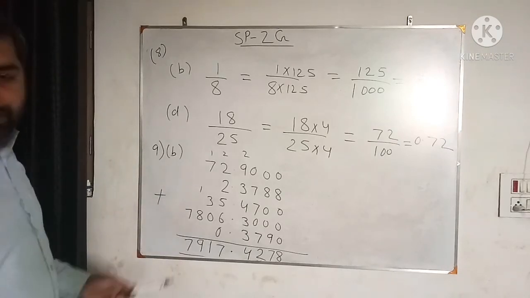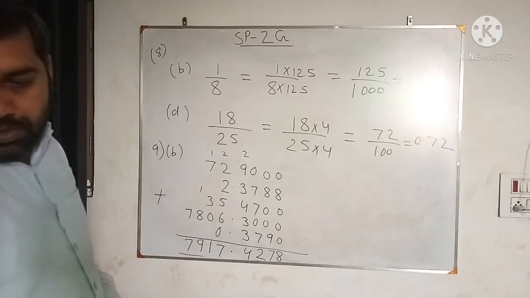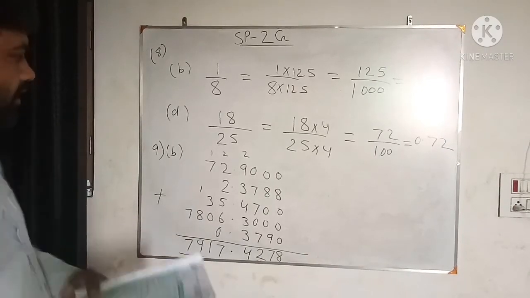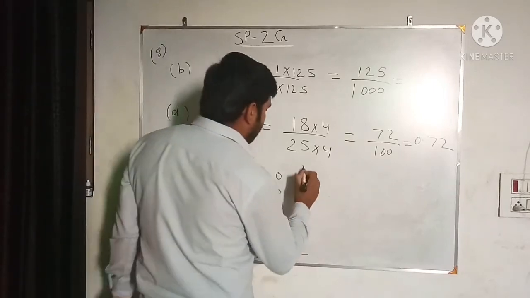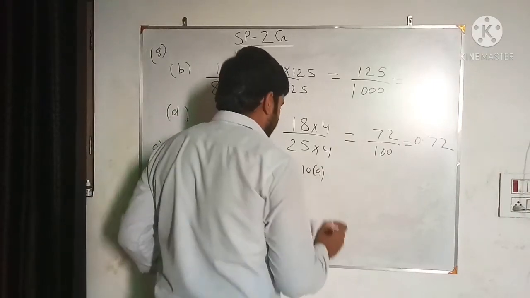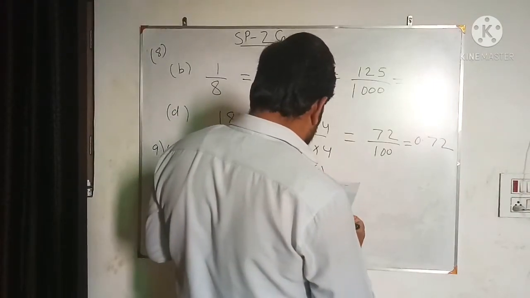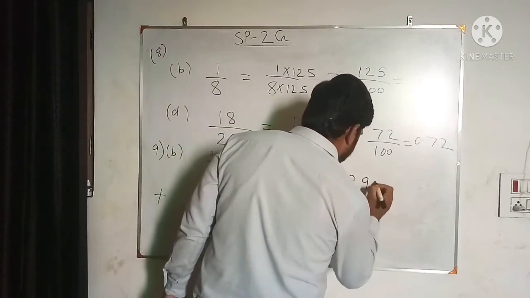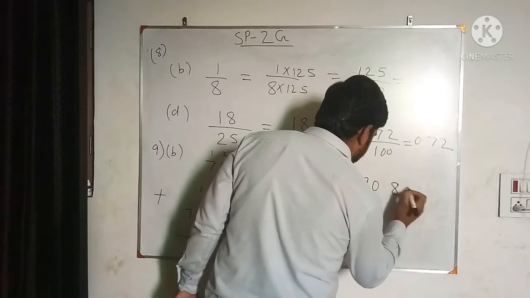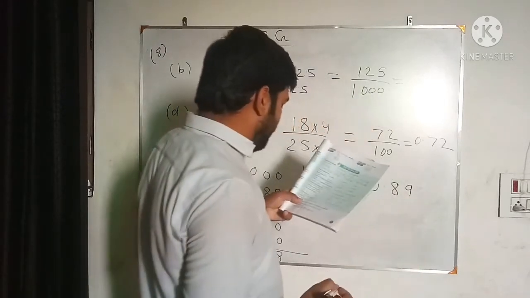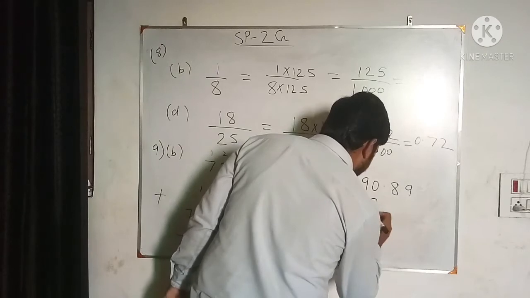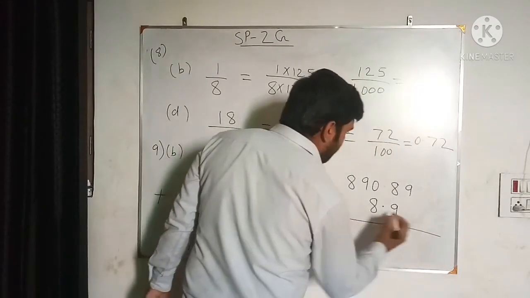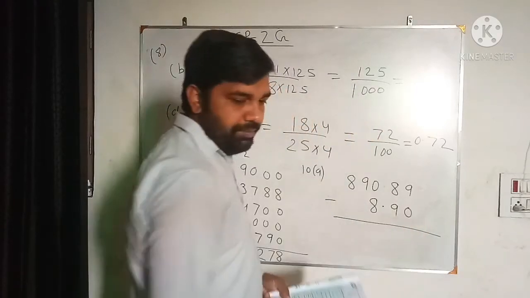Similarly, you can do the subtraction also. So let me do one subtraction question, 10th A. 890.89 minus 8.9. So add one zero, make it two decimal places.